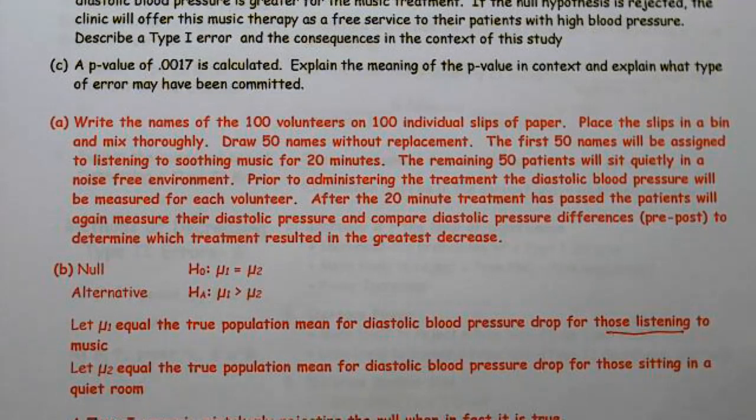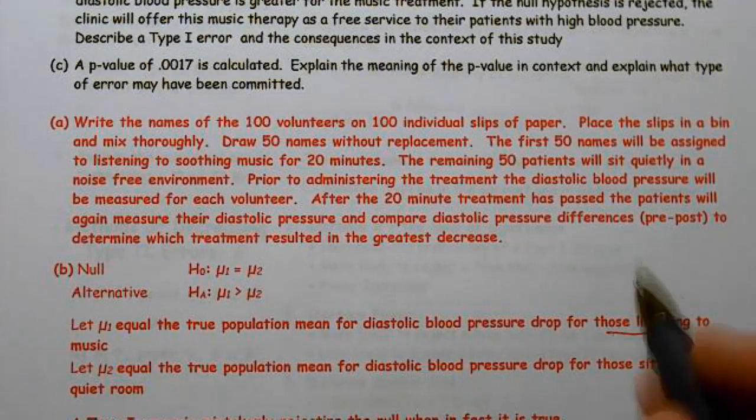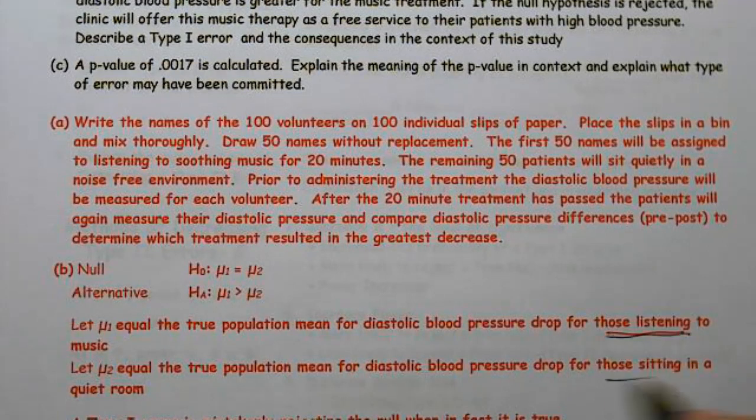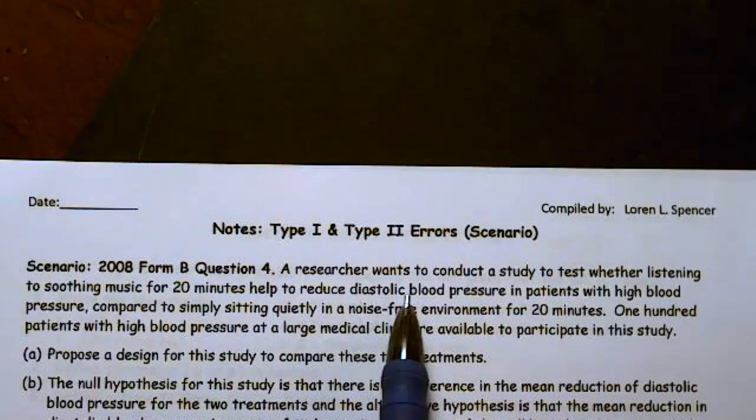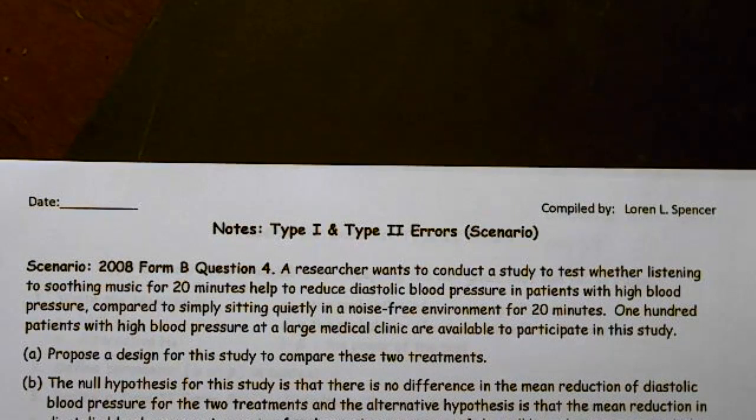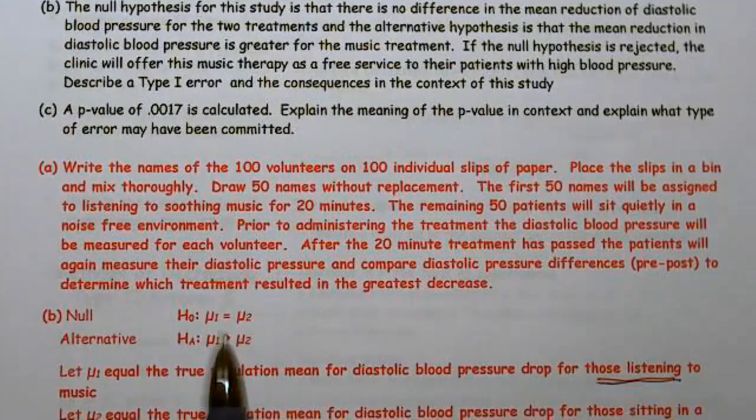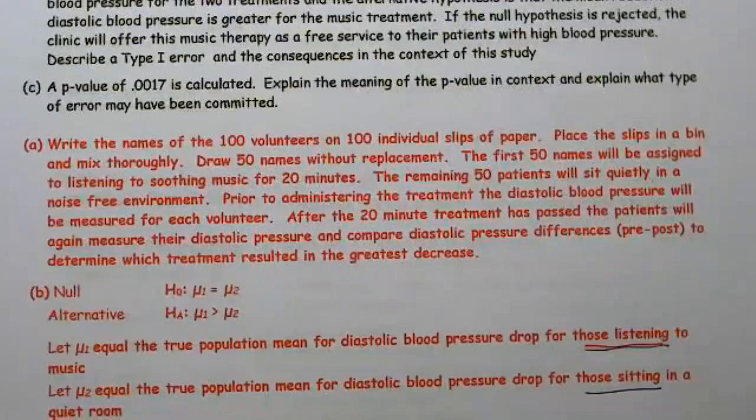mu2 is those sitting in a quiet room. And they're hoping that listening to soothing music will end up in a greater drop. So is the drop greater when I listen to music than when I don't listen to music? So a bigger drop versus a smaller drop in diastolic blood pressure.